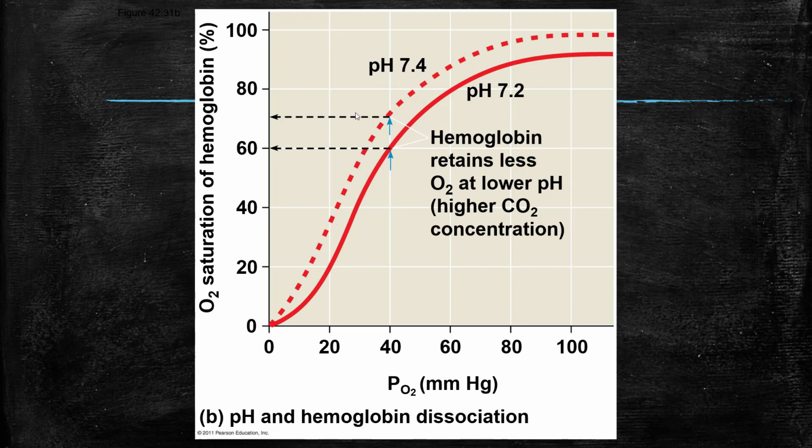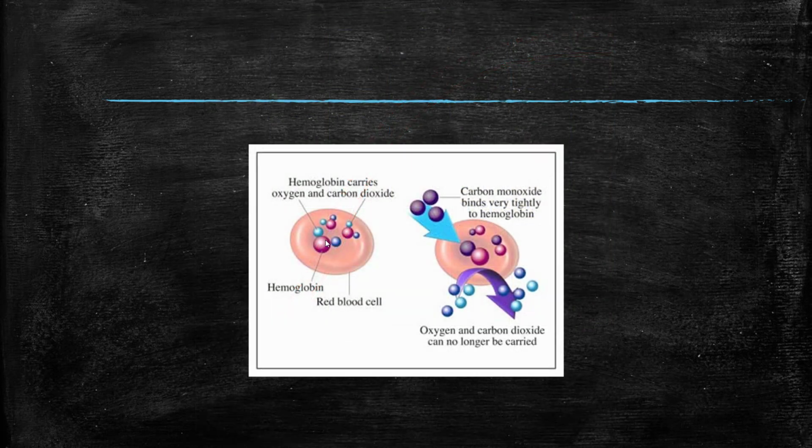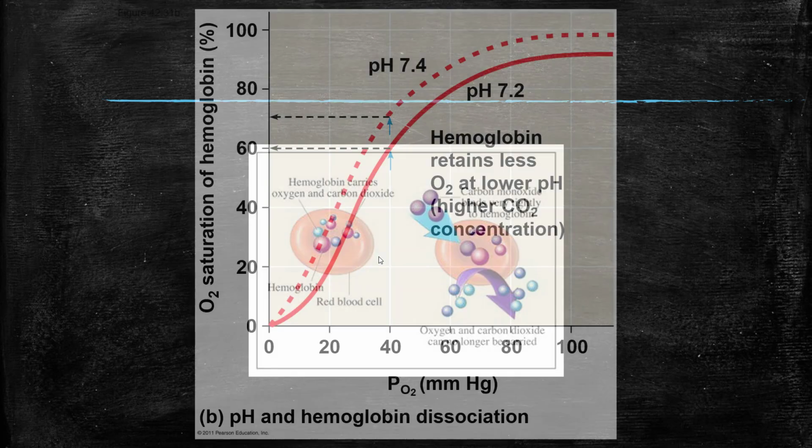So the dotted line is pH 7.4. That's a high pH. pH 7.2 is that acidic environment, and we can see it holds on to less oxygen in that case. So that's important to understand.